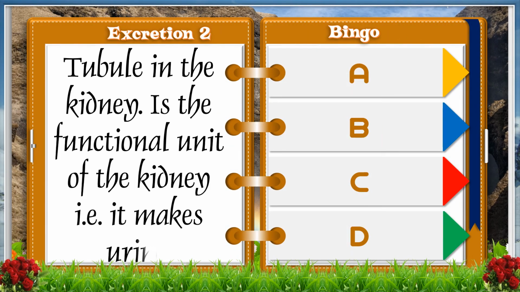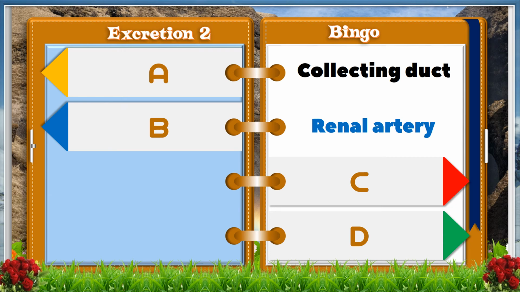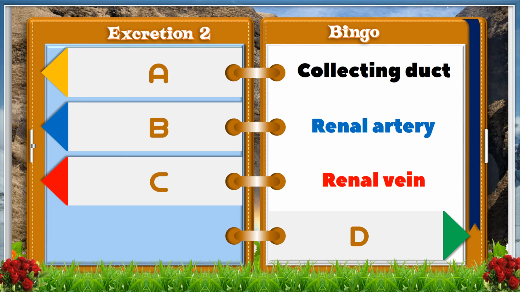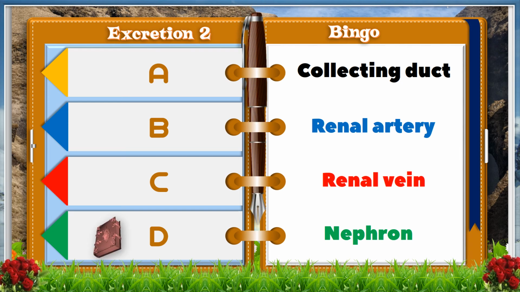Tubule in the kidney that is the functional unit of the kidney, i.e., it makes urine. A. Collecting duct. B. Renal artery. C. Renal vein. D. Nephron. And the answer is D. Nephron.